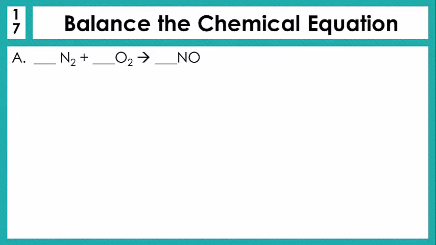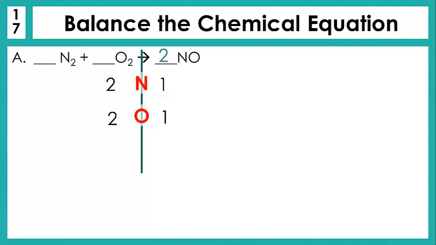For number 17, we need to balance the chemical reaction and indicate the type of reaction. So to balance, first we can draw our line. We've got nitrogen and oxygen. And we can count, so 2 and 2 and 1 and 1. So this is really easy to fix.